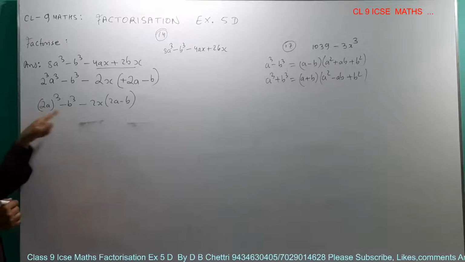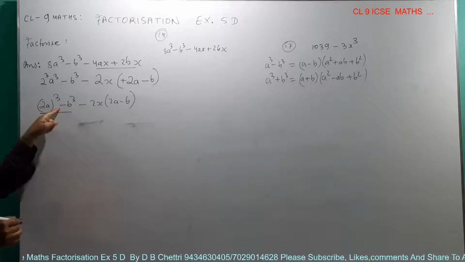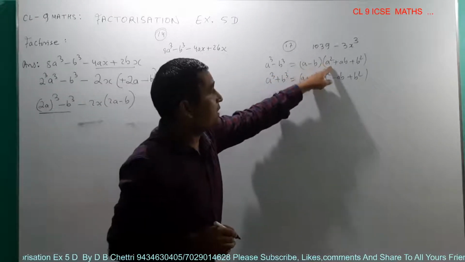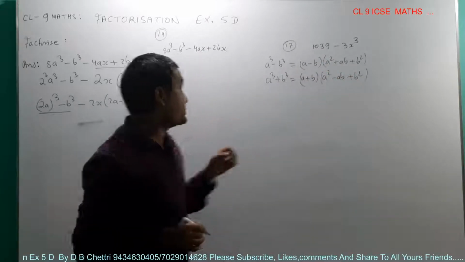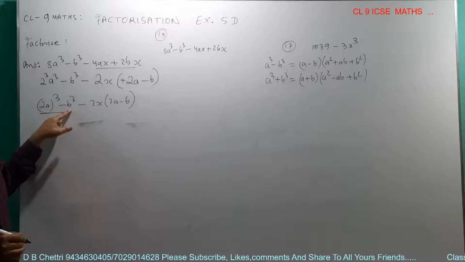Now a cube minus b cube formula. Let's use the a cube minus b cube formula to factorize it. a³ minus b³ equals (a minus b)(a² plus ab plus b²). In place of a, replace 2a, and b is replaced by b itself.